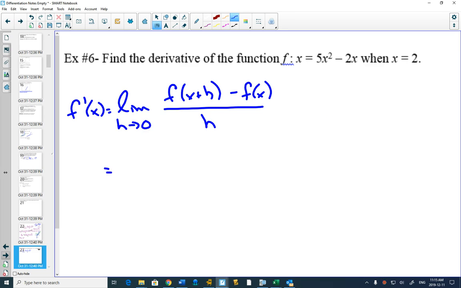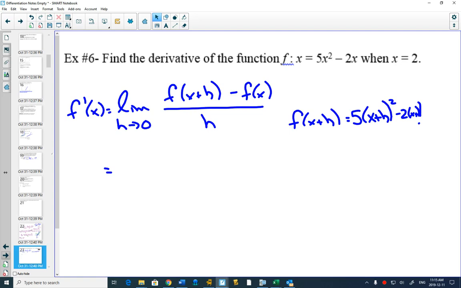Often I get people to do the f of x plus h off to the side. So I need to plug in x plus h into my function. Can you see that you would get 5(x plus h) squared minus 2(x plus h)? Let's move this over, make it nicer.